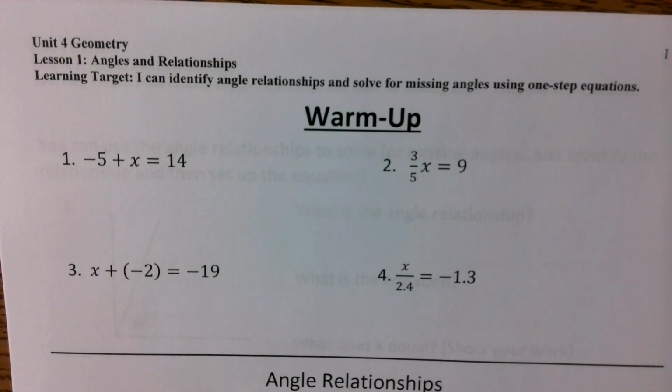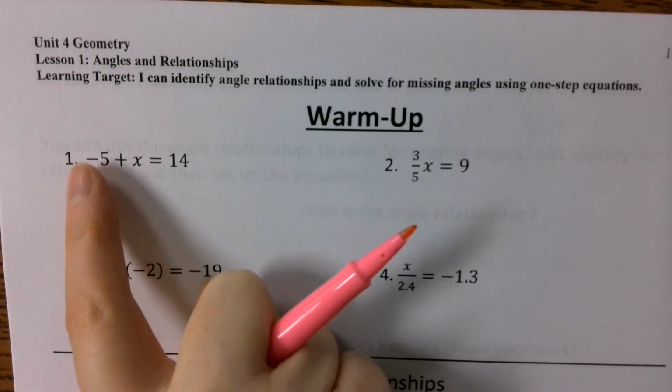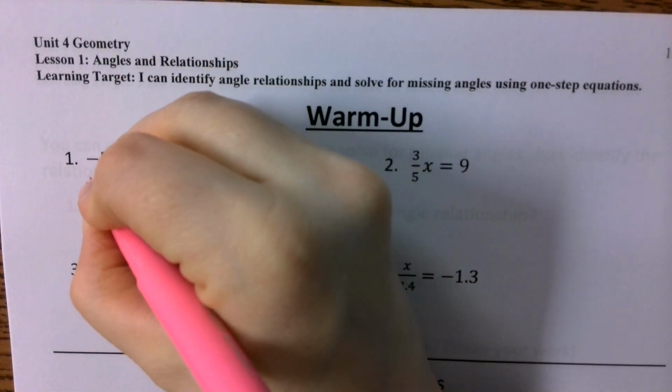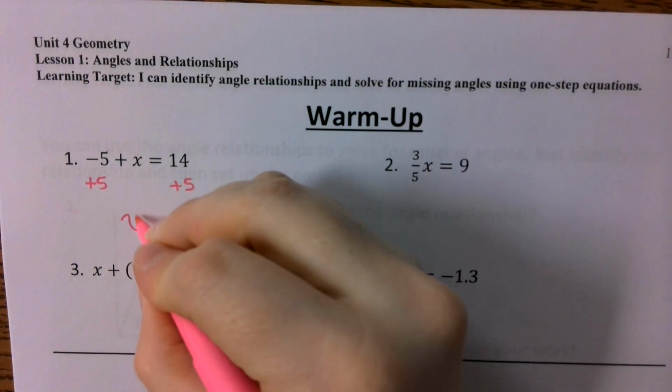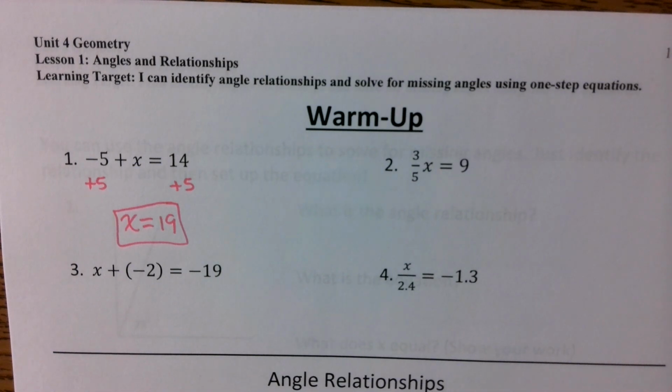Camila? 9. Not 9. Isaac? 19. Okay, so if we notice that 5 is a negative, so the inverse operation of a negative 5 is to go ahead and add 5 to both sides. So we should add 5 to both sides, and we're going to get x is equal to 19. Okay, what about for problem number 2?